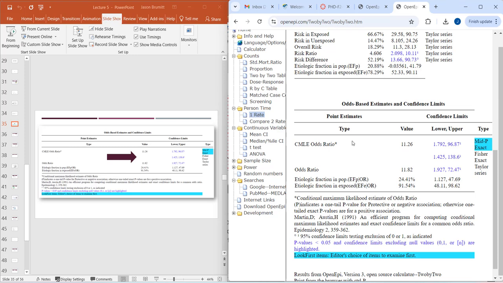One thing you need to be aware of is if you're to use an odds ratio, when you've got a small sample size, and this sample size was 82 overall, the odds ratio will really overestimate the risk magnitude in comparison to the risk ratio.